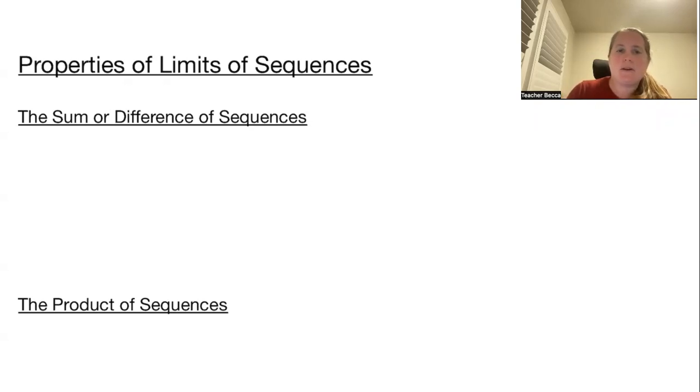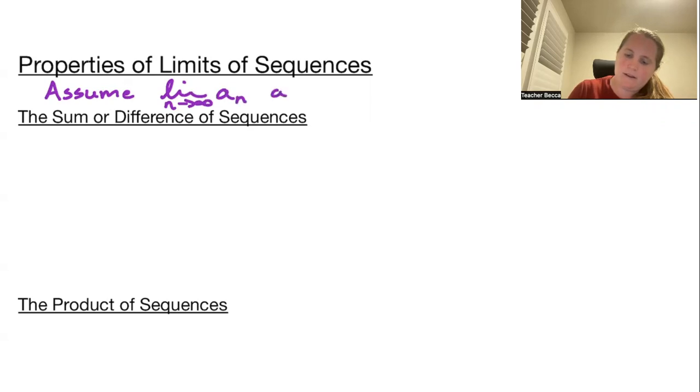So here we're going to assume that the limit as n goes to infinity of a sub n and the limit as n goes to infinity of b sub n exist.